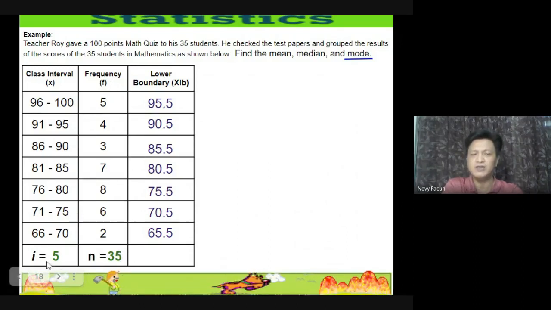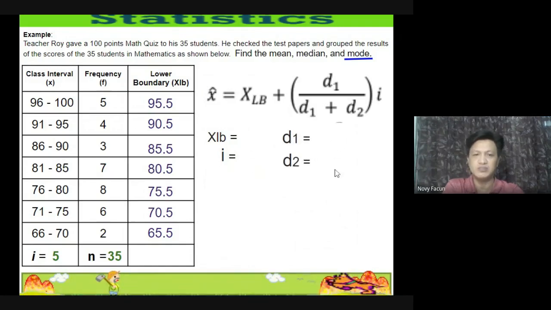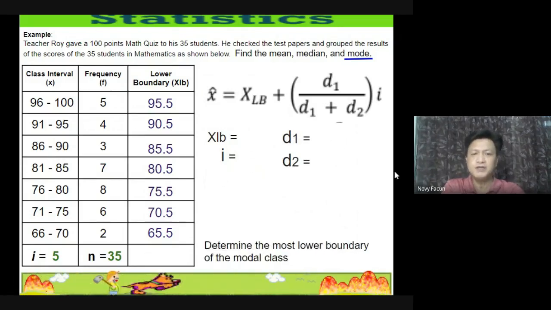Yung I naman, ito yung class size natin, di ba? Sa bawat interval na yan or sa bawat bracket, meron pong 5 numbers. Kaya yun yung class size natin. With that, we can now apply the formula. So meaning to say, identify natin yung mga parts. So XLB, this is the lower boundary of the modal class. Yung I, this is the class size. Yung d sub 1 and d sub 2. Meaning to say, determine the lower boundary of the modal class.